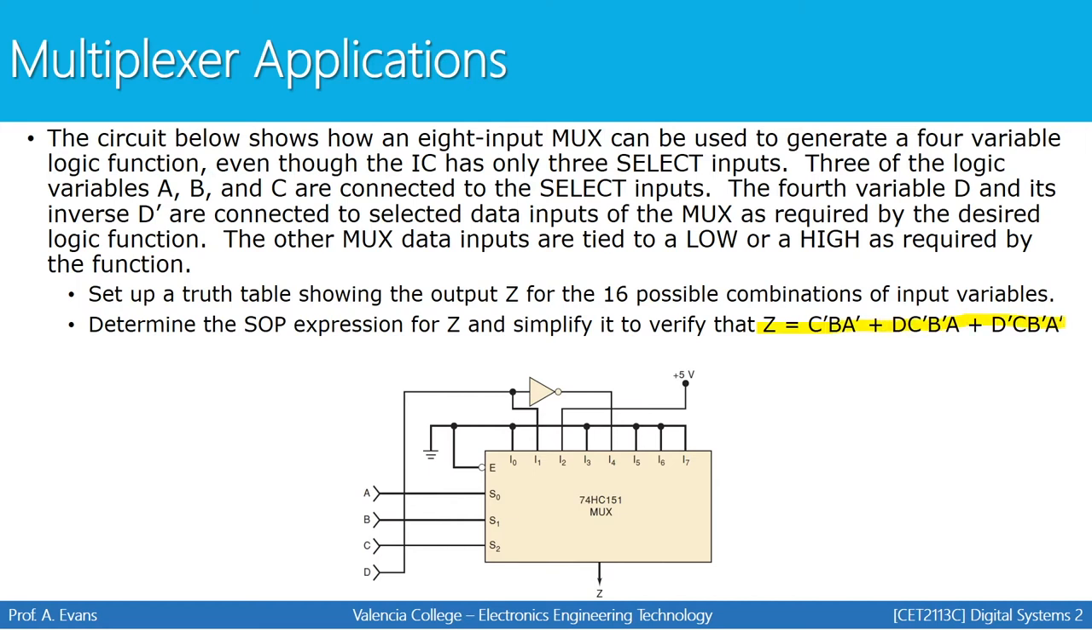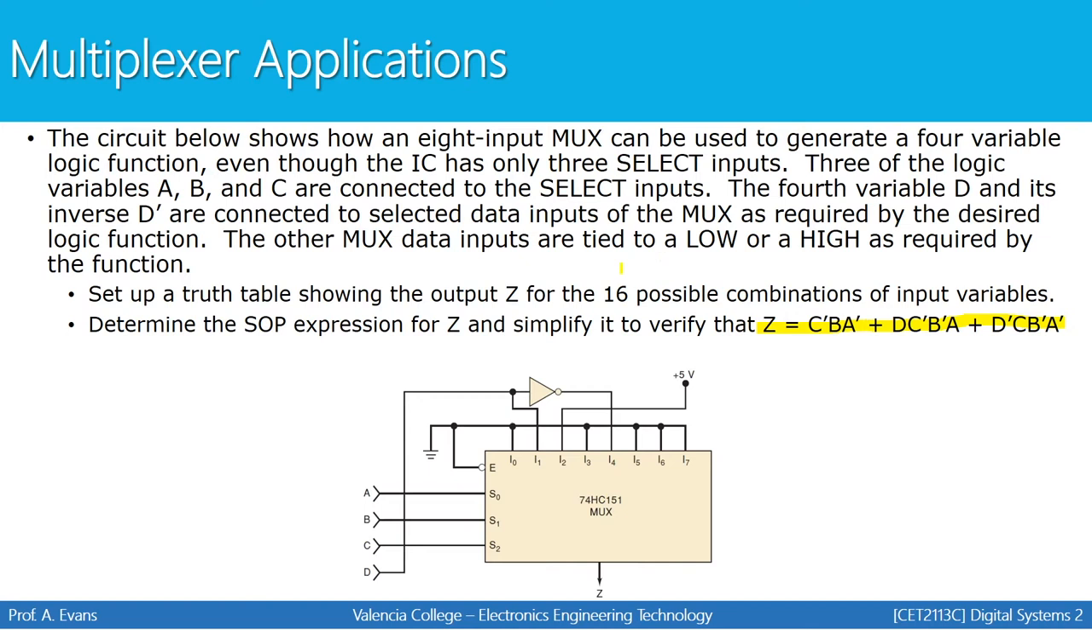In the first example, we had the output expression, and we had to show how to wire the MUX. In this example, the MUX has been wired. Prove that it will implement this expression. So we're going the other way. It's already been wired. It's already been designed as described up here in the directions. Prove it. Does this actually implement this function?